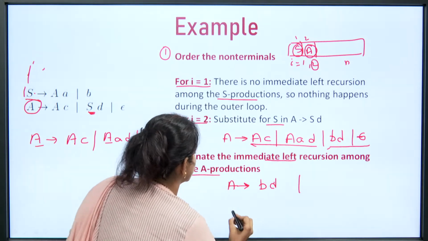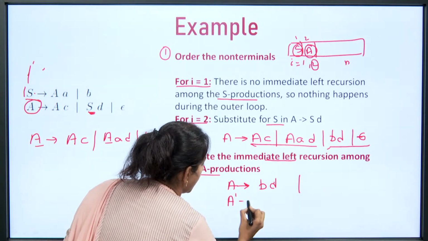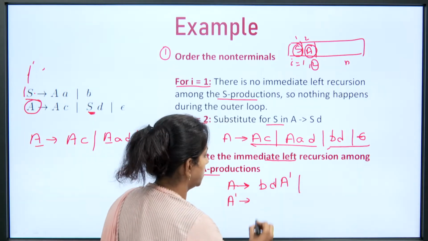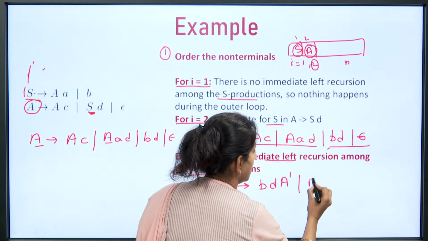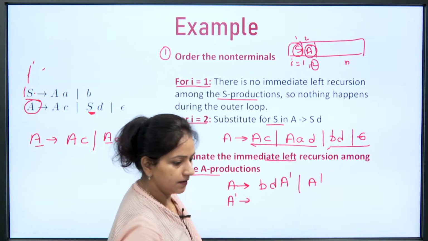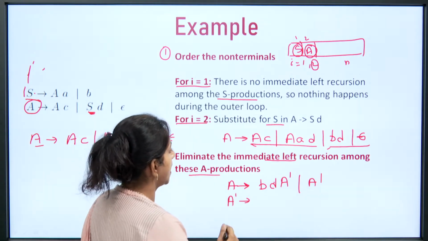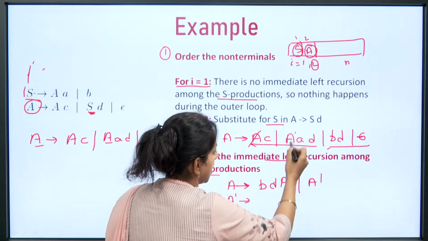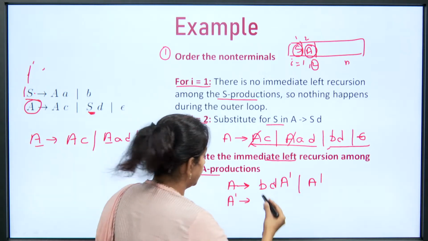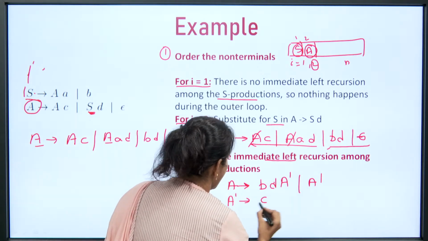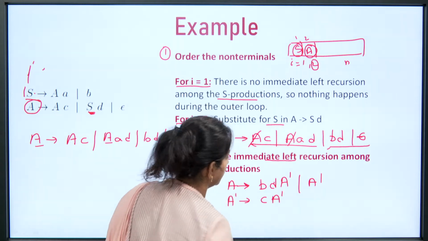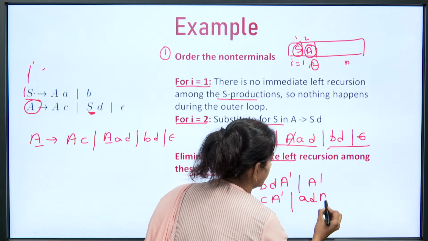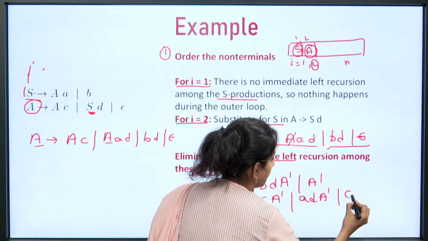Now we will introduce a new non-terminal, let it be A prime, and we will concat A prime after every alternate. So it will be BD A prime and epsilon A prime. Now we will write the rules for A prime. So after A we have C, here after A we have AD. So we will take the alternate C and concat it with A prime, then next is AD, we will concat it with A prime, and then epsilon.